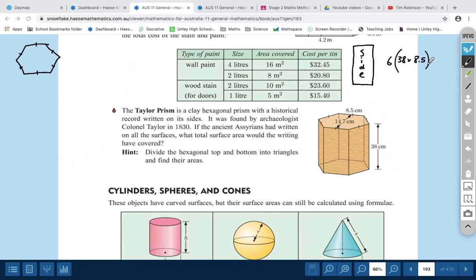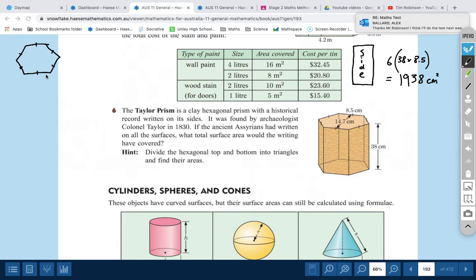In fact, why don't we work out that area right now, and then we'll look at the hexagon again. So 38 times 8.5 equals 323. Then I times it by 6, and I've got 1,938. And we'll just keep that number for later when we have to add up to get our total.